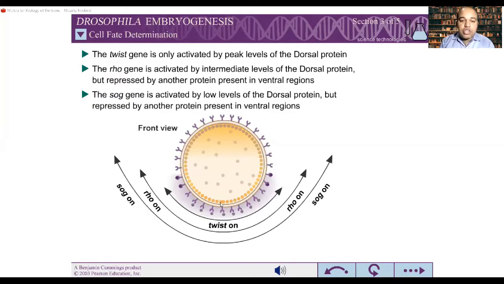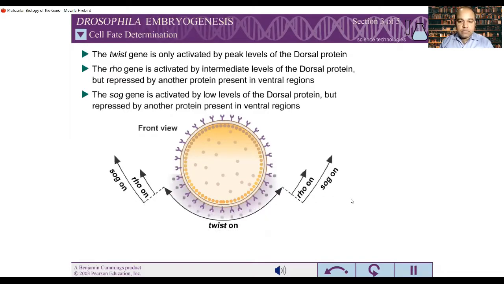So the three genes are twist on genes, Rho on genes, and SOG on genes. These three different types of genes will be activated depending upon the level of spatzle protein that these three genes get. Twist gene is only activated when the peak level of the dorsal protein is there. Rho gene is activated by intermediate level of the dorsal protein, and SOG gene is activated by the lowest level of the dorsal protein, but still dorsal protein should be there, but repressed by another protein present in the ventral region. Look here, other proteins can also act on the genes targeted by the dorsal protein, leading to patterns of expression.